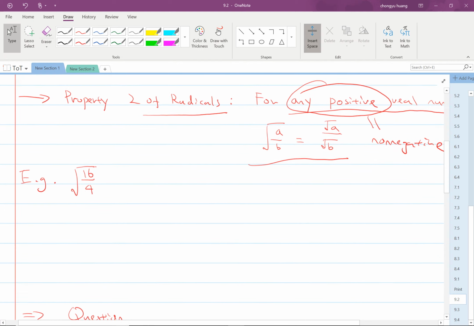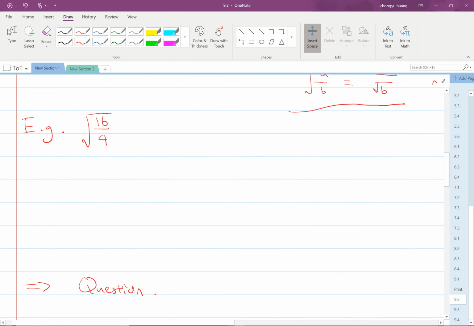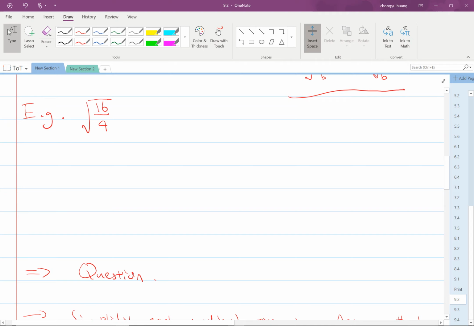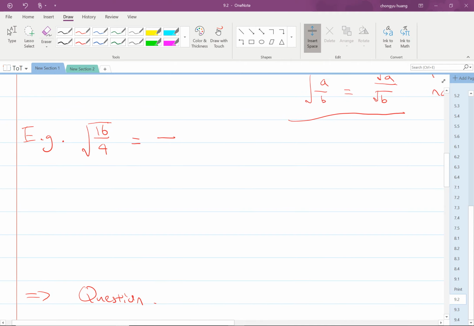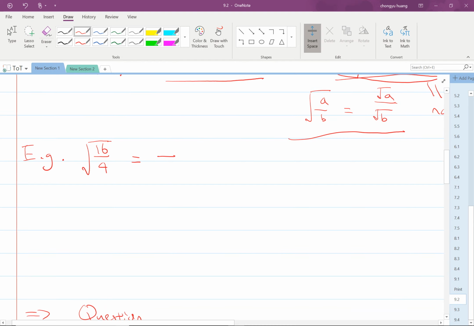Let me use this example and zoom in a little bit to show how you apply the property. According to the property, we can write the square root of 16 over 4 as equal to the square root of 16 over the square root of 4.